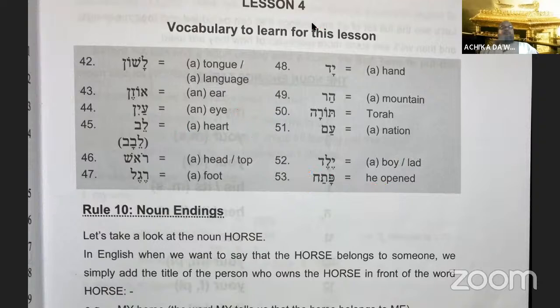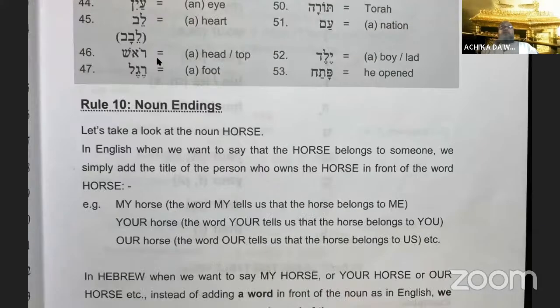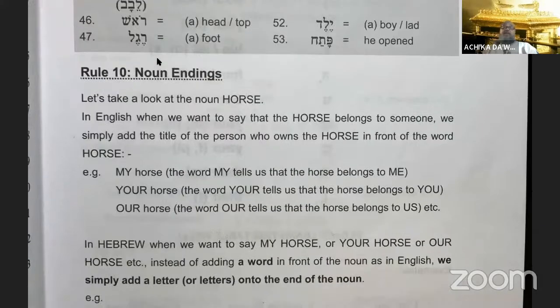All right. So the rule that we're going to be dealing with today is rule number 10. And there's several rules. Okay. And each one of the lessons at the end, it gives you a summary of all the rules. Okay. But rule number 10 is talking about noun endings. Okay. Nouns consist of how many letters?